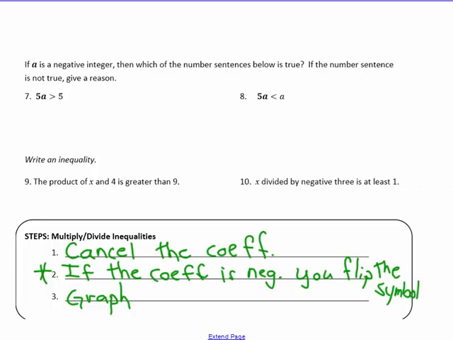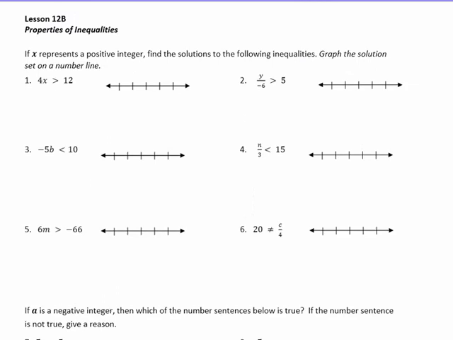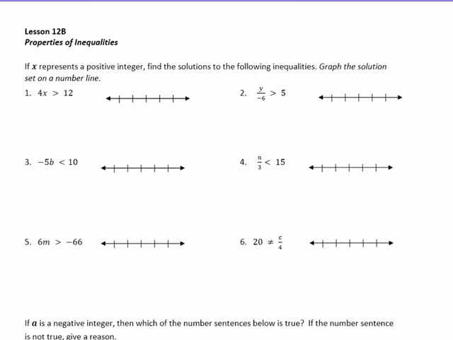Alright, so let's go up here and see what we got going on. In number 1, 4x is greater than 12. Nothing's negative, so I'm going to solve this like normal. To cancel the 4, I have to divide. What I do to one side, I have to do to the other. So x is greater than 3.